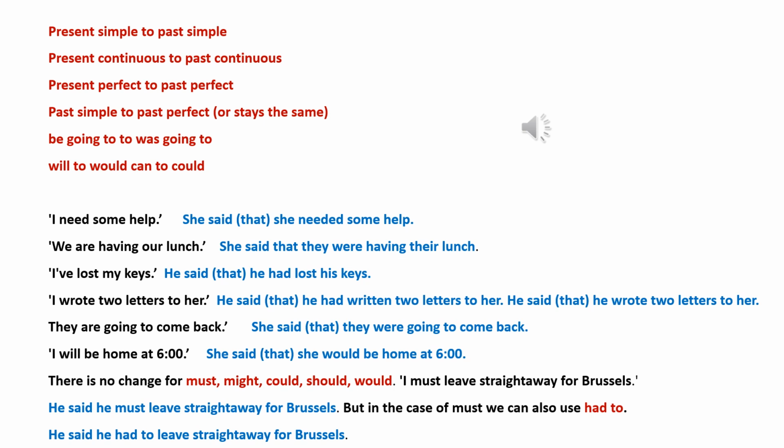He said that he wrote 2 letters to her. "They are going to come back." She said that they were going to come back. "I will be home at 6 o'clock." She said that she would be home at 6 o'clock.